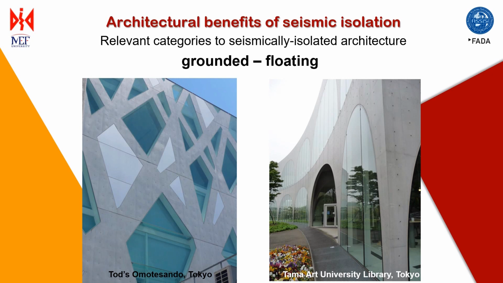The categories most relevant to seismic isolation architecture are grounded and floating. The structural configuration unthinkable in conventional buildings can be considered in isolation buildings. More slender columns and structural walls are also feasible, as well as simpler and thinner separation gaps. These potential benefits can improve architectural aesthetics.